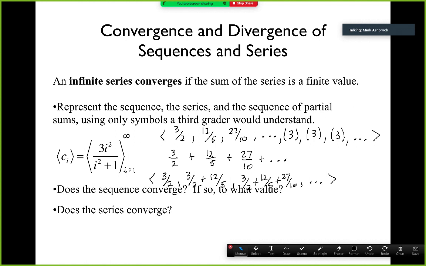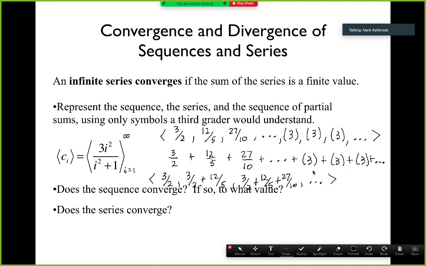Does the series converge? A series is just adding up all the terms of the list. So what do we say? The series converges if we get a finite value. What do you think? Are we going to get a finite value when we add all infinitely many terms of the list together? Is it going to be finite?